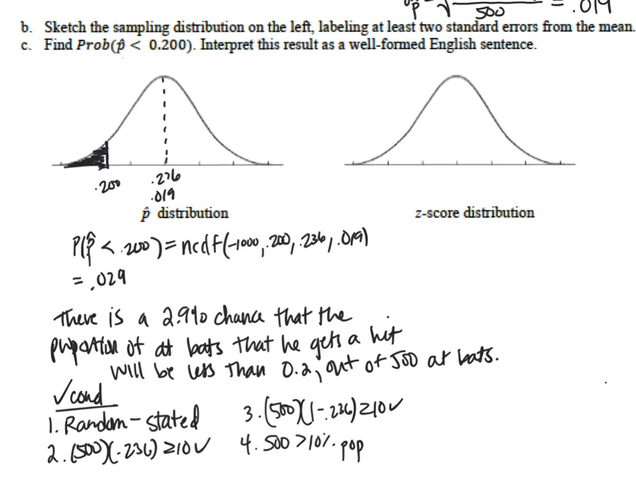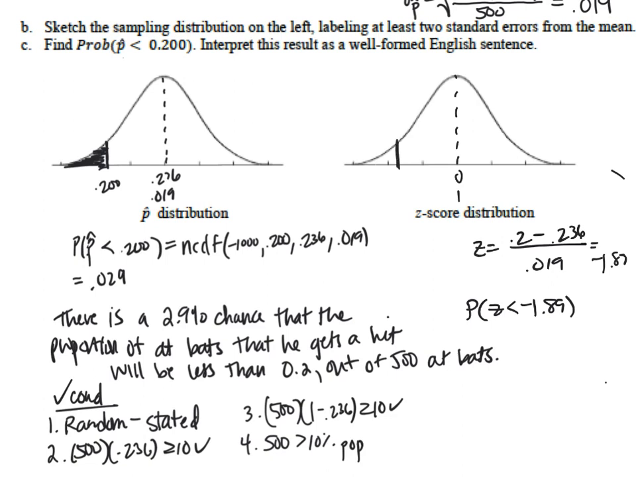All right, now just for this sake, you don't have to do this every single time. You don't have to use a standard normal curve, but we're going to, just for practice sake. We want to calculate the z-score for this distribution centered at 0 with a standard deviation of 1. Your z-score should be your x value of 0.2 minus your proportion of 0.236, over the standard deviation of 0.019. And we should get a z-score of negative 1.89. So we're looking at the probability of a z-score being less than negative 1.89, somewhere down here.